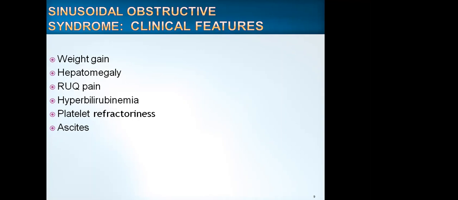Now the clinical symptoms. If nurses have good experience in BMT, they will usually identify them. It usually starts with weight gain. After transplant, around day 7 or day 8, weight starts going up, and there is hepatomegaly. Sometimes patients complain of right upper quadrant pain, bilirubin starts going up, and there is platelet refractoriness: whatever platelets you transfuse will not stay. The abdominal girth also starts going up slowly due to ascites.